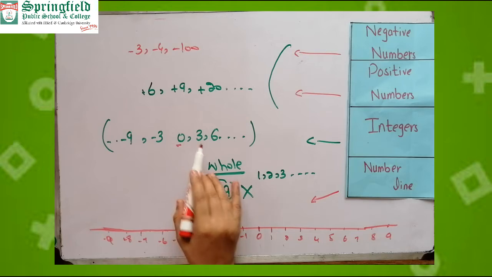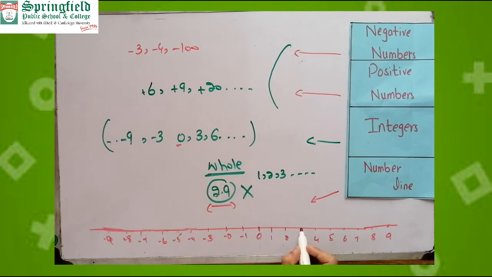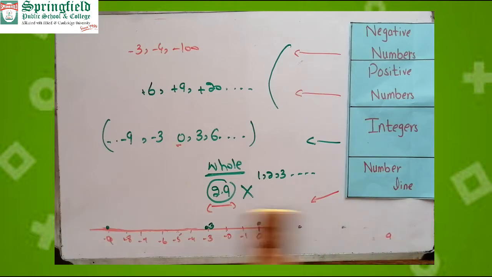So 3, after the 0, is on the positive side. So you can dot it at 3, and the next number is 6, and then come to the negative numbers, -3 and -9. So it means we can represent a set of integer numbers on the number line. Understood, beta? Okay.